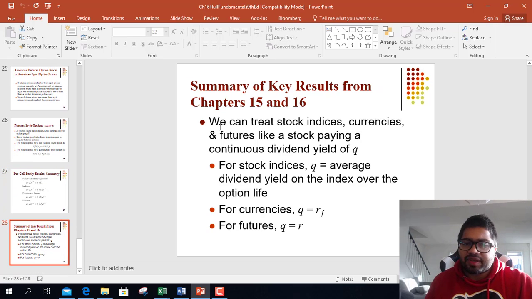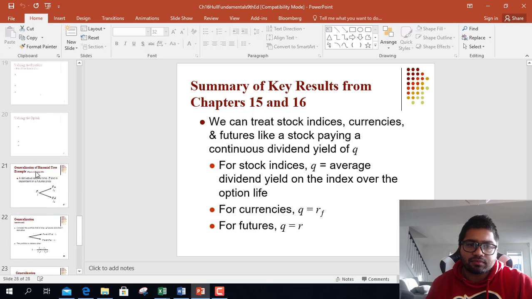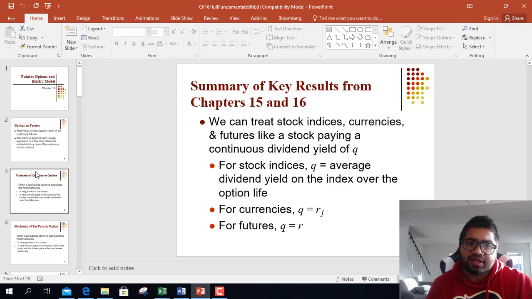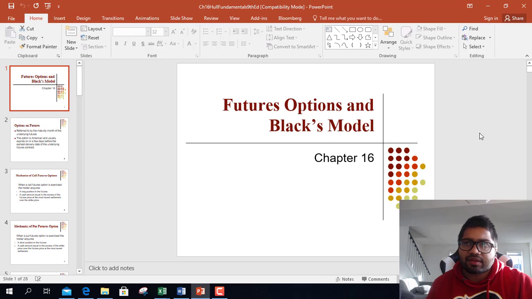Okay. So we can treat stock indexes, currencies and futures like a stock paying a continuous dividend yield q. For stock indices, q is equal to the dividend yield on the index. For currencies, q is the foreign risk-free rate, and for future contracts, it is the risk-free rate. Okay, so this was chapter 16. So see you in the next chapter.